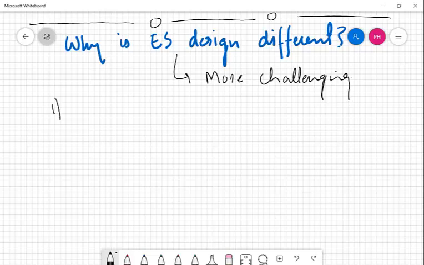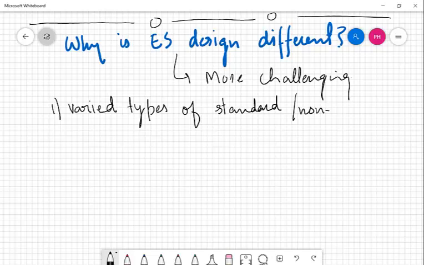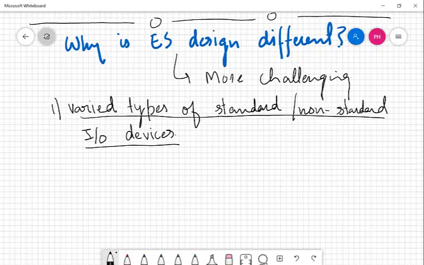Number one constraint: in embedded systems we have varied types of standard and non-standard IO devices. What do I mean by this statement? Varied types of standard and non-standard input-output devices.